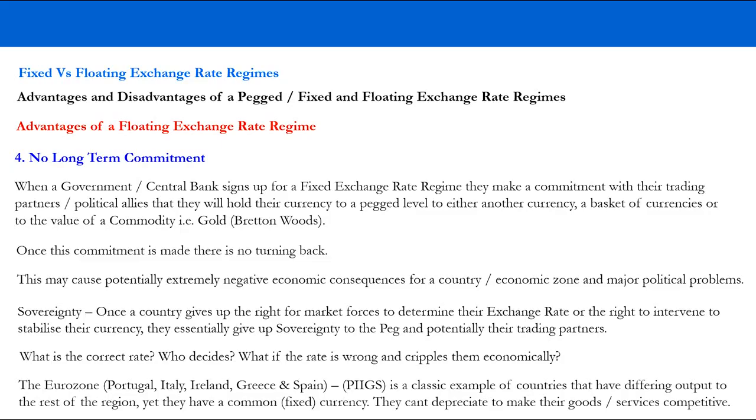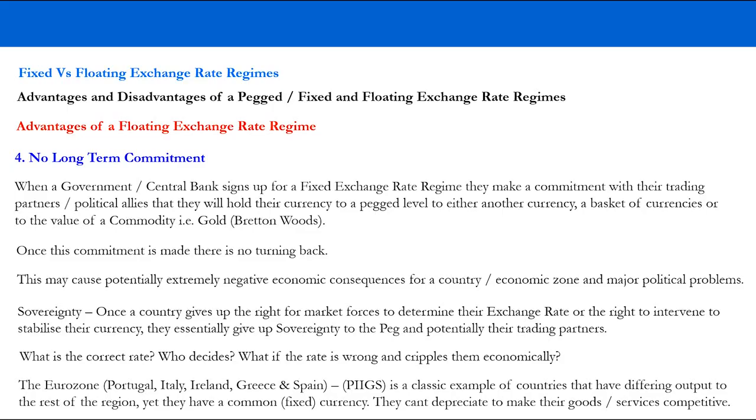And the Eurozone is a classic case of this. So when you look at the PIGS countries, the term we use is PIGS for Portugal, Italy, Ireland, Greece, and Spain. It's a classic example because they have differing output to the rest of the region, but they have a fixed common currency across the entire Eurozone. The problem is they have to stick within the currency regime, and they can't depreciate to make their goods or services competitive on the international market.